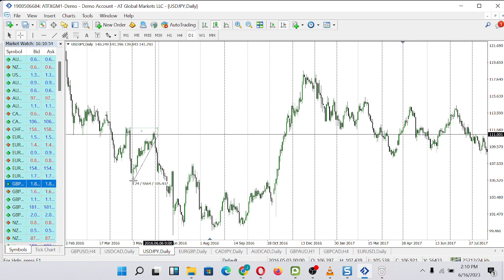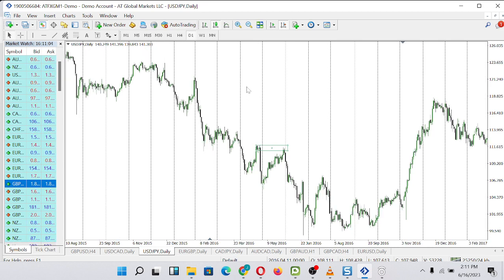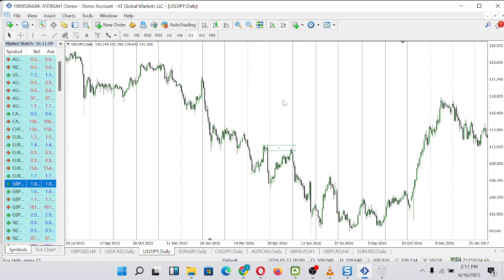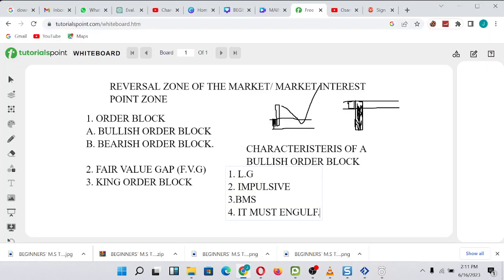Okay. So with the combination of our market structure and the rejection point, it's a very good combination. You will see that you will actually do massively well. Okay. So now that is that for the order blocks. These are the criteria of a bullish and bearish order block. So you look out for these criteria when you want to choose the order block. A good order block must take out liquidity, have an impulsive move, must break structure, and it must engulf.